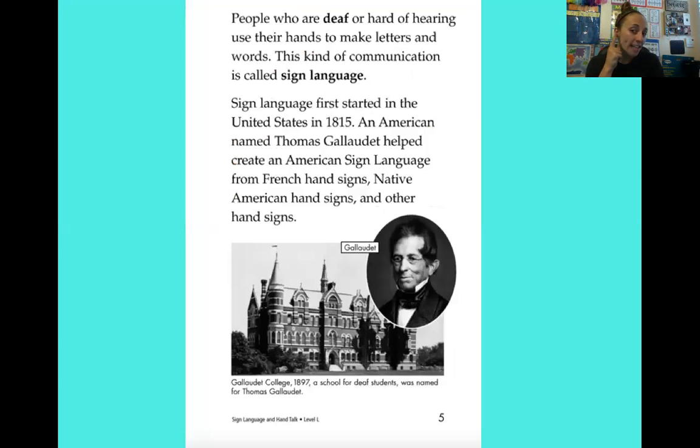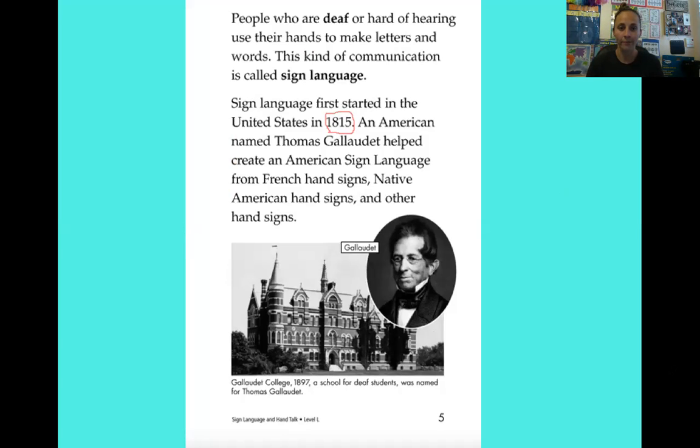People who are deaf, who can't hear, or hard of hearing, use their hands to make letters and words. This kind of communication is called sign language. Sign language first started in the United States in 1815. We're going to need that. When did it start? In 1815. Say it one more time.